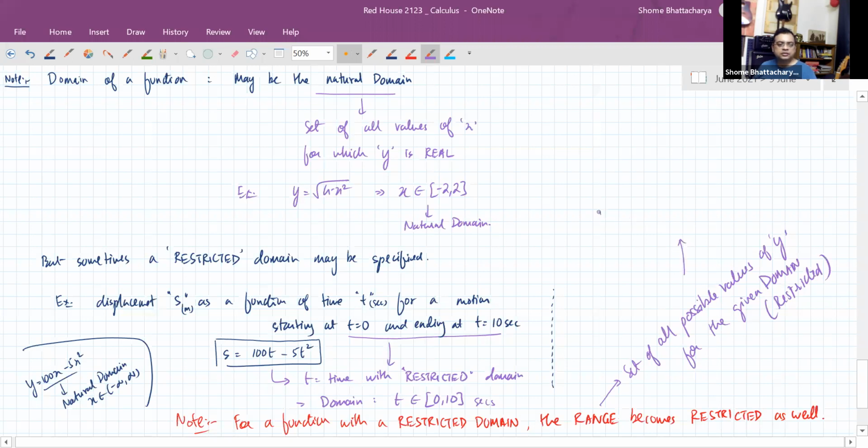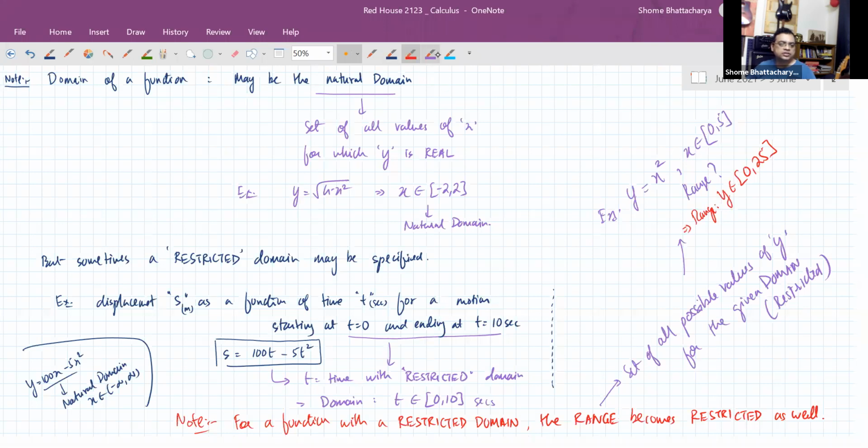Okay, so for example, if we had y is equal to x square. So let's start with a simple example. y is equal to x square, but given that x belongs to only, let's say, 0 to 5, then the range of this function will become how much? So the range of this function will become 0 to 25 only, because the domain is restricted. So this is an example of a restricted domain.